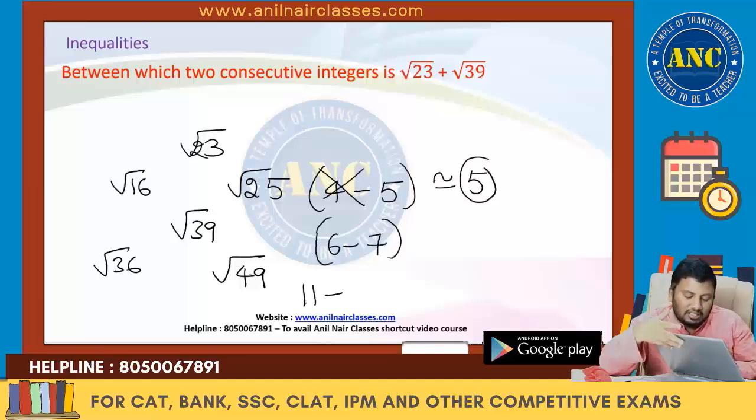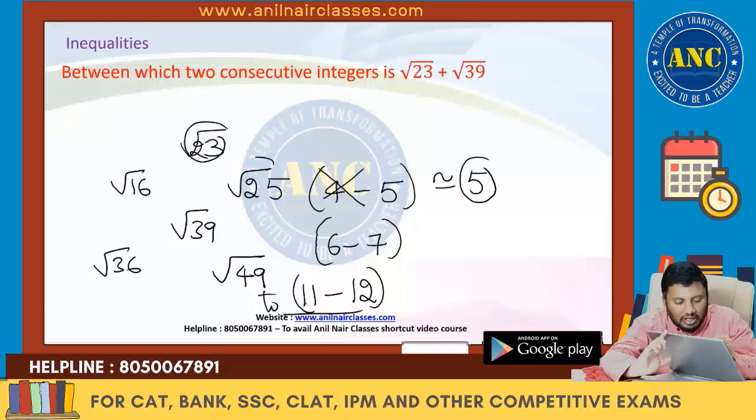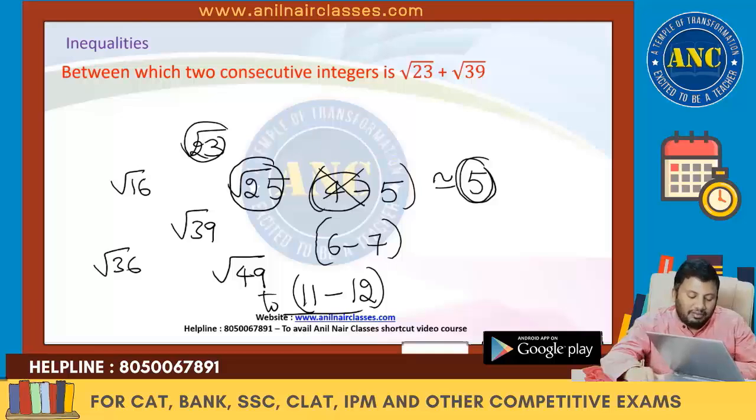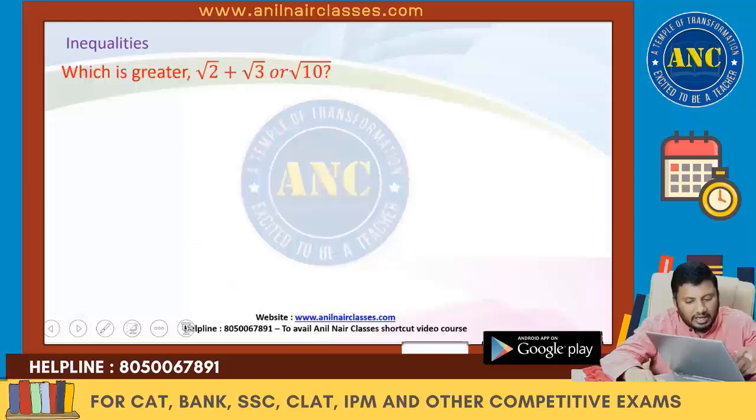5 plus 6 is 11. 5 plus 7 is 12. Answer should lie between 11 and 12. Root 23 is closer to root 25. Instead of taking 4 to 5, you can take it as 5. So 5 plus 6 is 11, 5 plus 7 is 12. I hope the idea is clear.